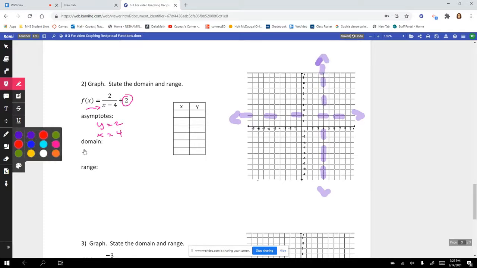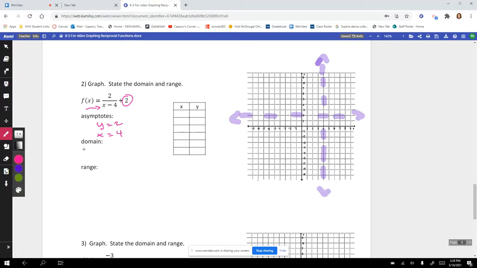And again, because of our domain, we are going to have x such that x is not equal to 4. And our y will be f of x such that f of x is not equal to 2. Okay? All right, and that's where we drew our asymptote.